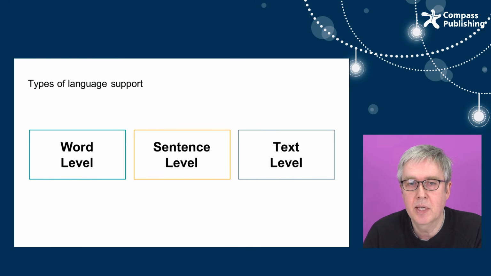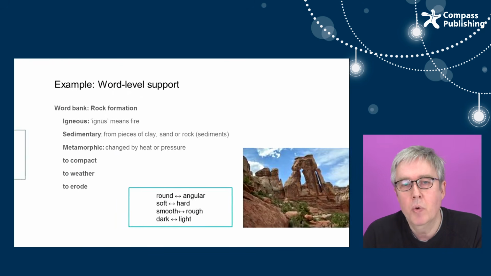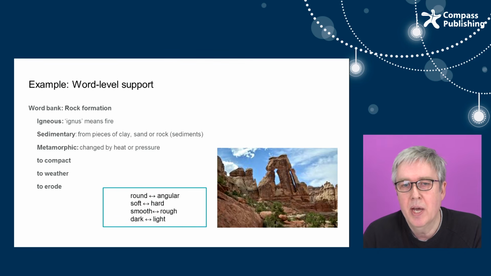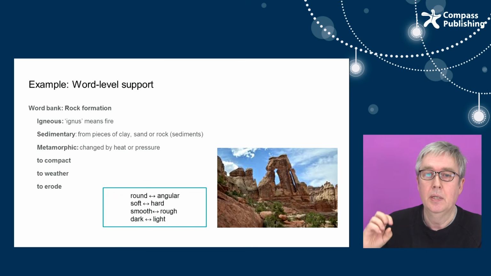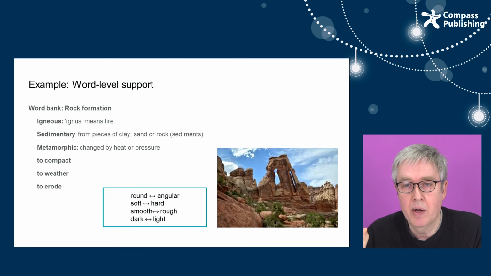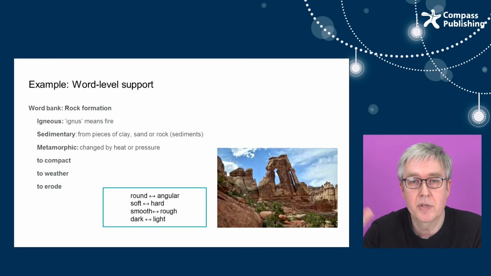Let me give you some examples of each of those. So word level support, usually we could think of it as something like a word bank. A word bank could be for words that they are pre-taught to understand the activity or the reading passage, or it could be for them to use in their dialogue or in their conversation activity, or it could be for using in their writing passage. So this is like a list of words that we would put on the board to assist them.